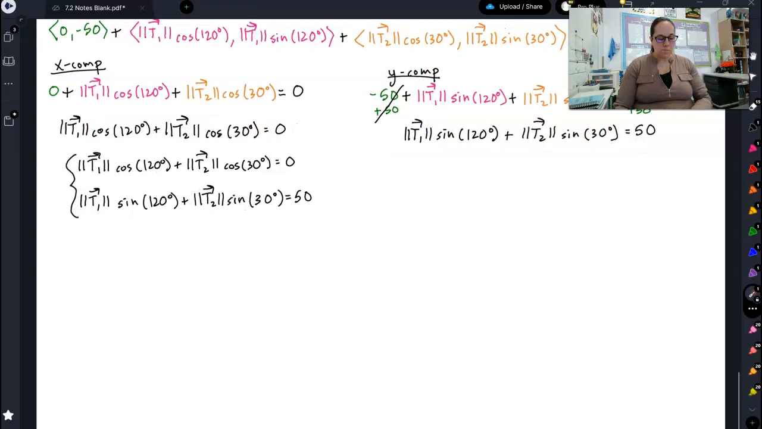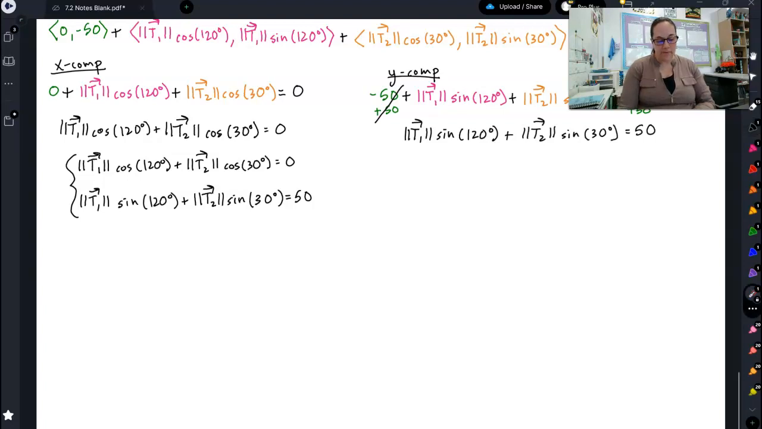So I now have this system of equations. I need to solve for T1 and for T2. I'm thinking the easiest way to do this would probably be to solve one of the equations for T1 or T2 and plug that into the second equation. So using our method of substitution.